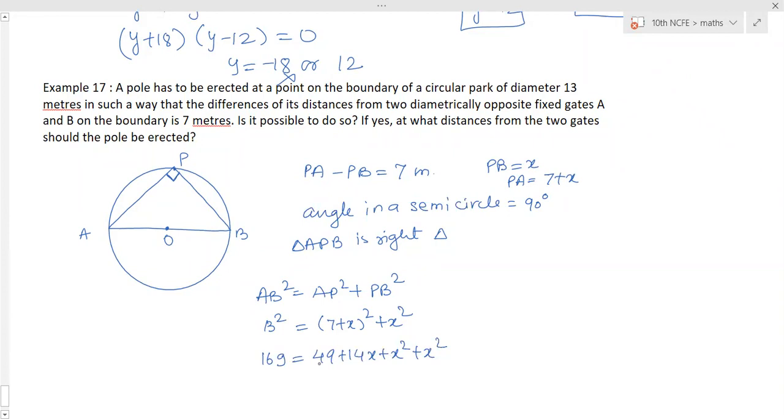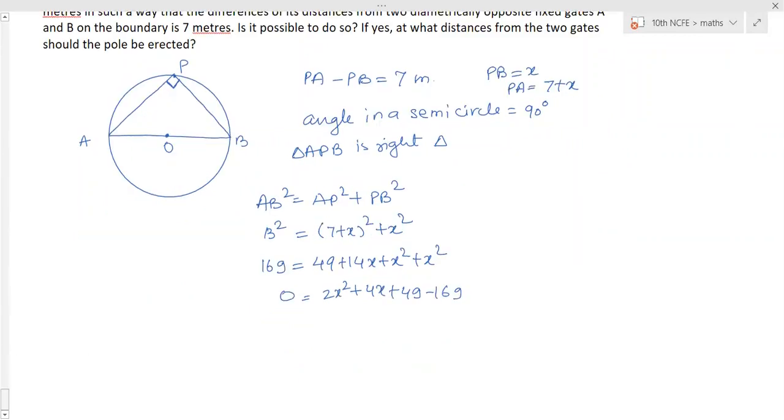So this is equal to 2x square plus 14x plus 49 minus 169 is equal to 0. So this is 2x square plus 14x minus 120. Now divide by 2, x square plus 7x minus 60 is equal to 0. This is the equation. They're asking, is it possible to do that?